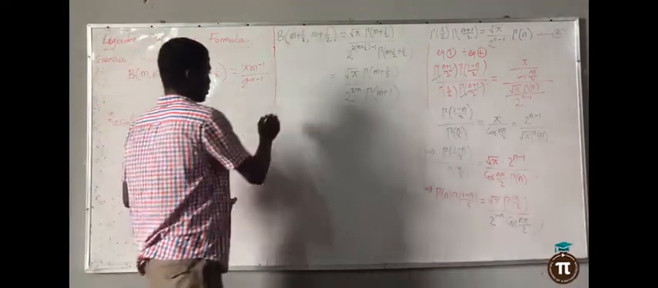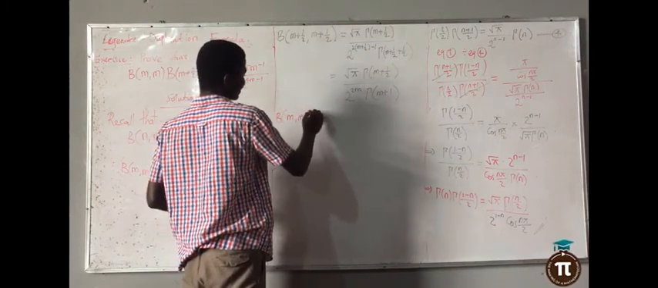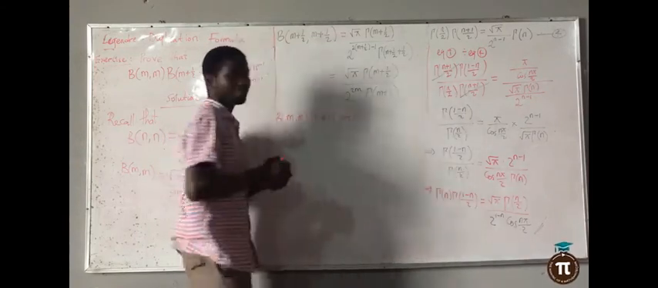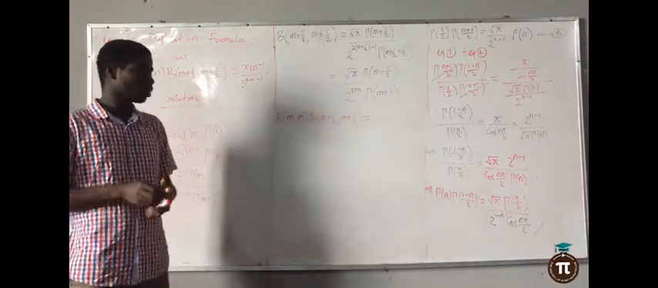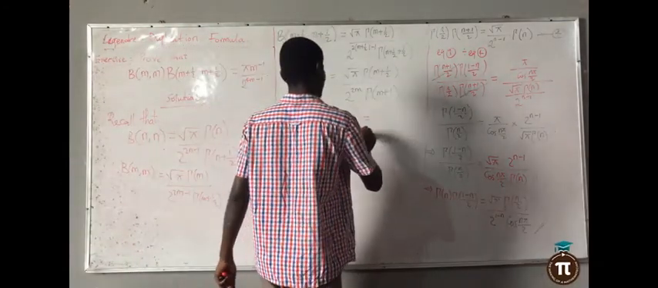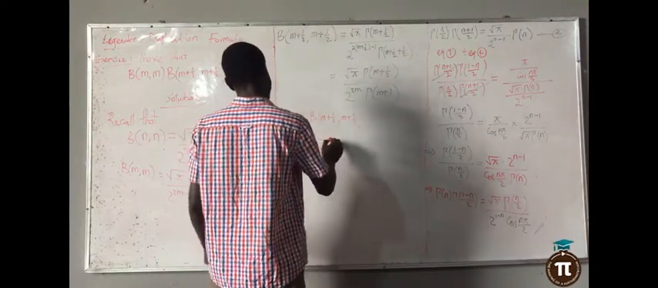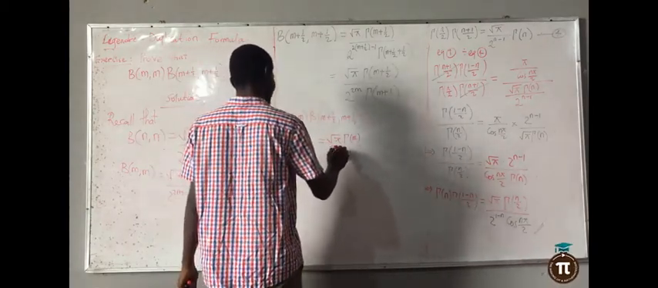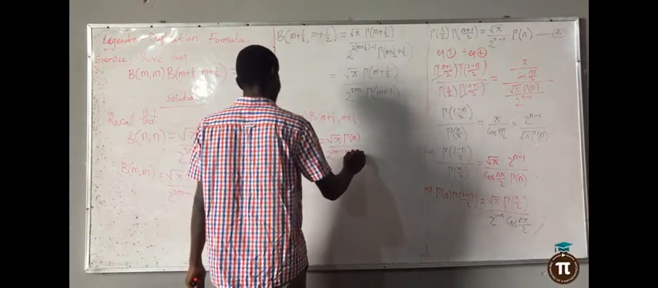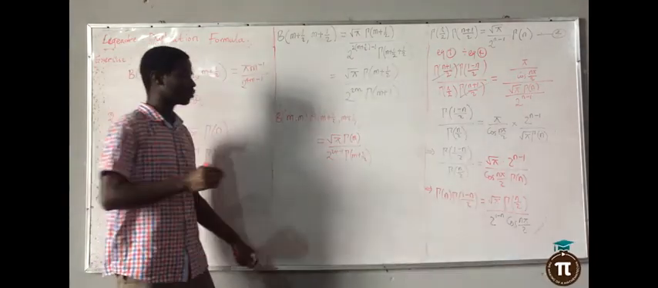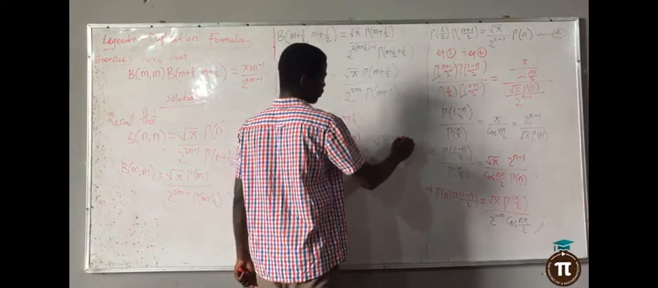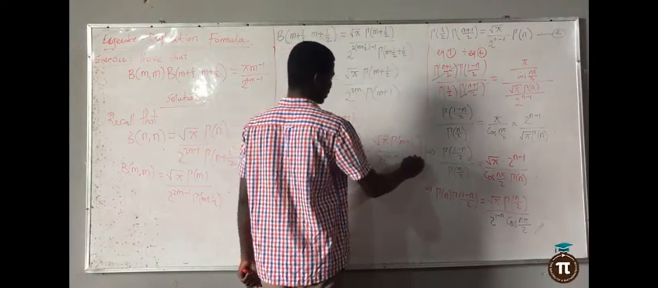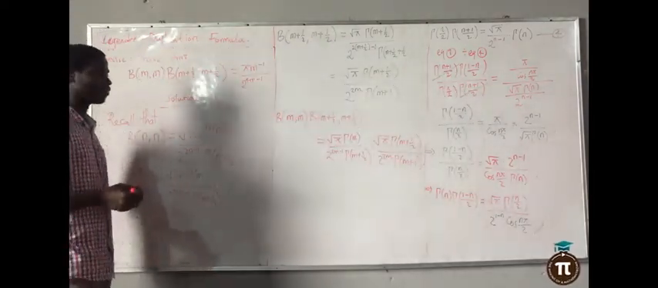So the next thing to do: beta of m comma m, beta of m plus 1 over 2, m plus 1 over 2 will now be equal to root pi gamma of m all over 2 raised to the power of 2m minus 1 gamma of m plus half, multiplied by the next one. This is also root pi gamma of m plus 1 over 2 all over 2 raised to the power of 2m gamma of m plus 1. That is what we are going to obtain.